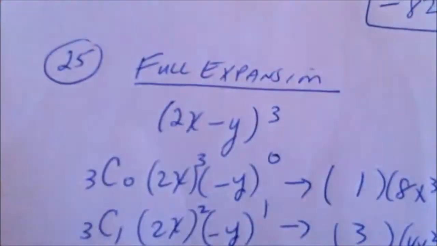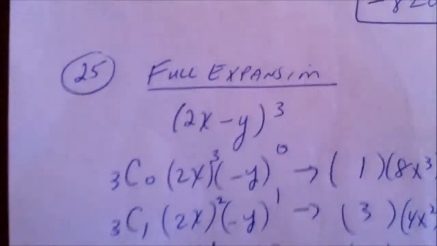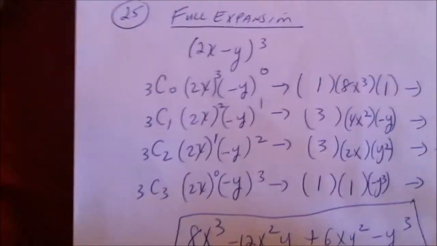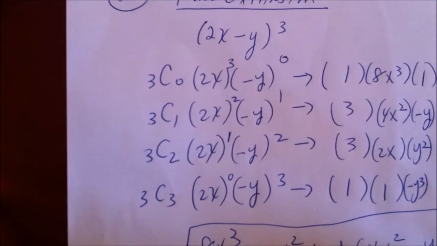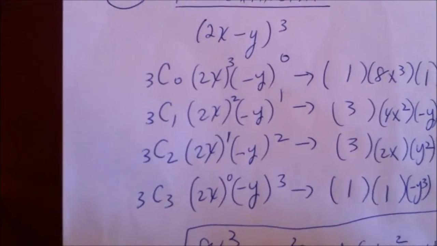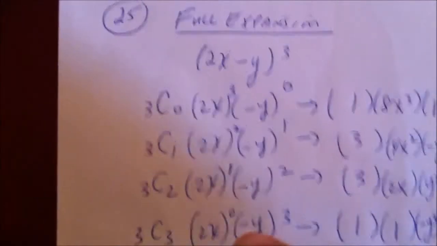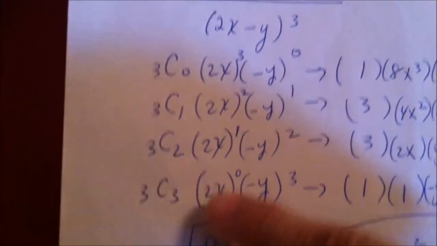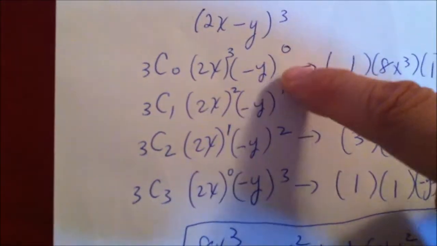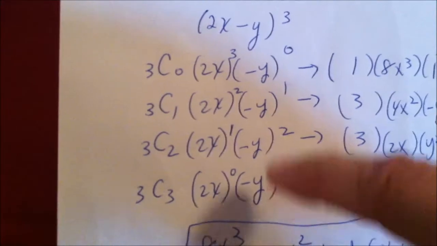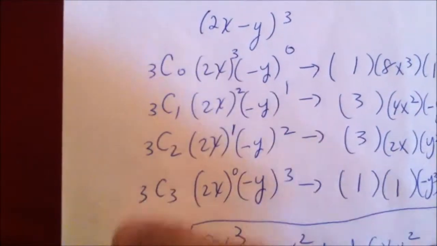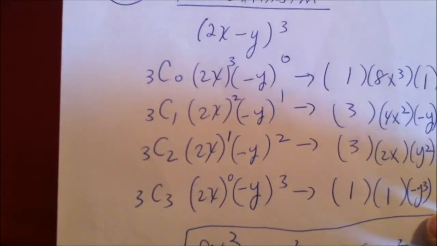For number 25, it's a full expansion. I'm just going to try to go through this quickly. I'm going to zoom out a little bit here so you can see the whole thing on the setup. So you can see that, again, you start with 3C0, 3C1, 3C2, 3C3, and this is the front. This is all the front, 2x's, and this is all the back, negative y's. You see how the 0, 1, 2, 3 is on the outside. When you get up here, you reverse it, 3, 2, 1, 0. These two things will always add up to n, just like in the previous example.